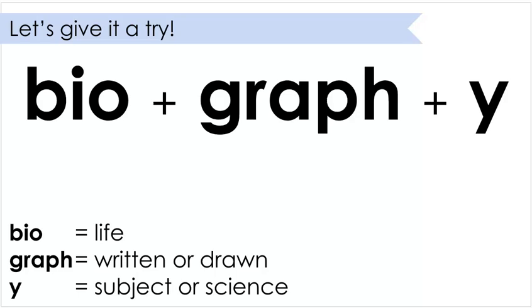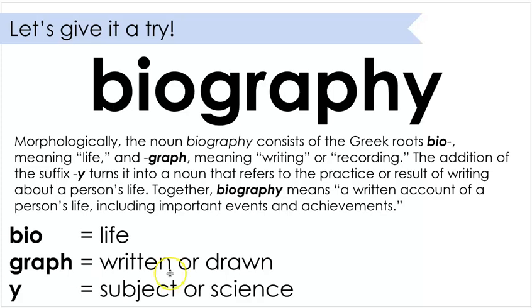It's going to be pronounced differently. It's going to be biography. And based on what we know about what they mean, morphologically, the noun biography consists of the Greek roots bio, meaning life, and graph, meaning writing or recording. The addition of the suffix y turns it into a noun that refers to the practice or result of writing about a person's life. Together, biography means a written account of a person's life, including events and achievements. So the subject would be a person, and it'd be what's written down about their life.